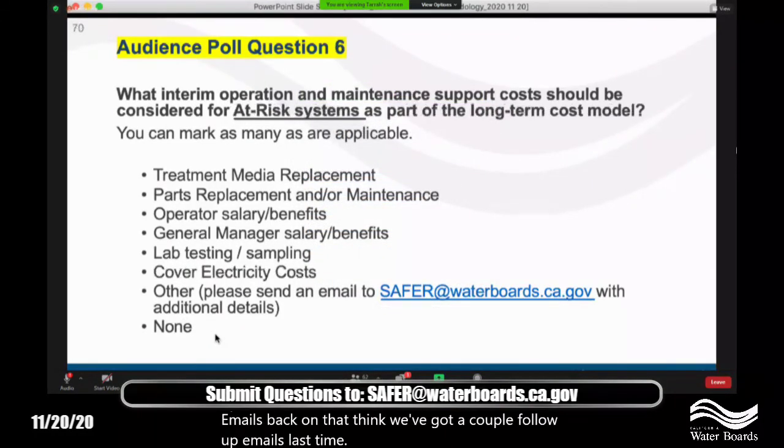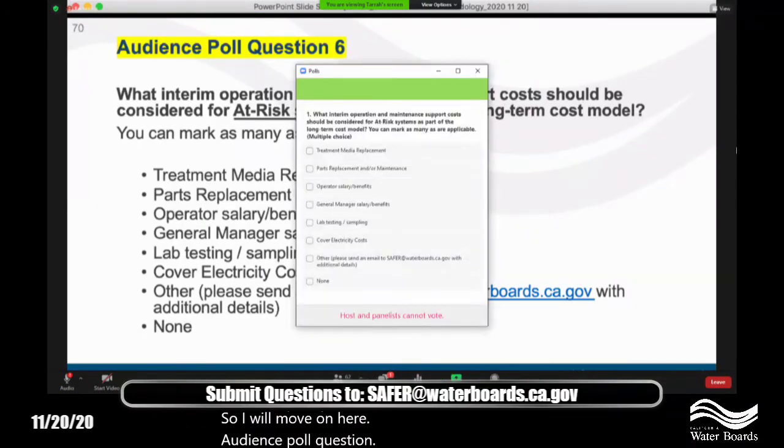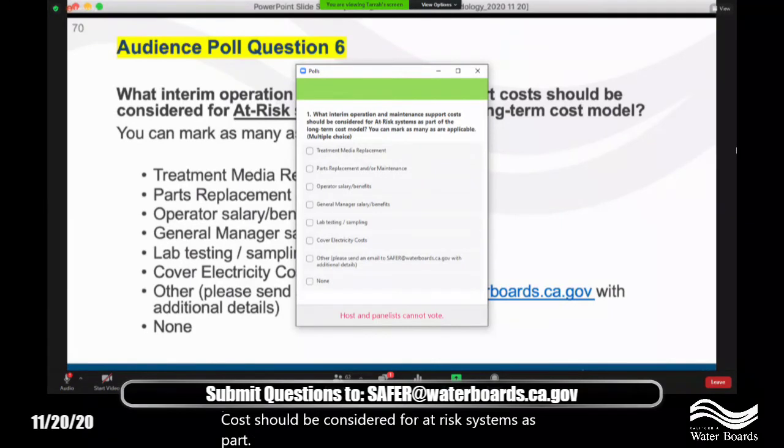So I will move on here to audience poll question number 6. What interim operations and maintenance costs should be considered for at-risk systems as part of the long-term cost model? You can mark as many as applicable.